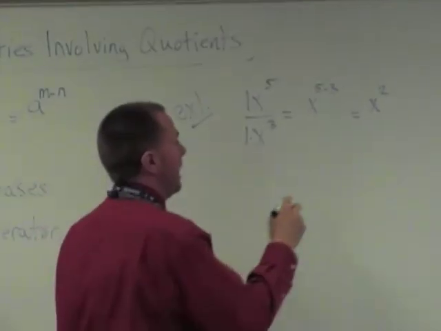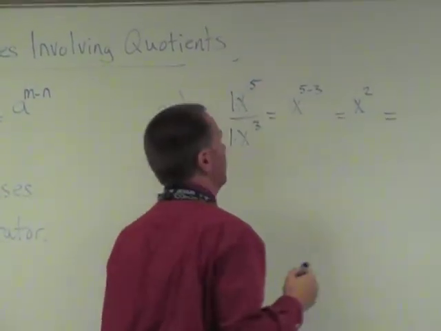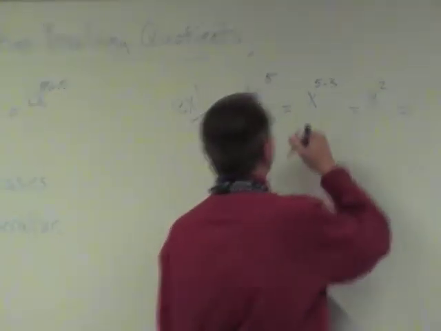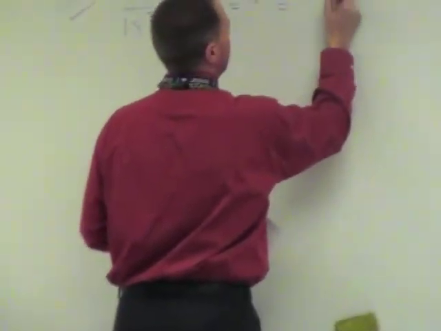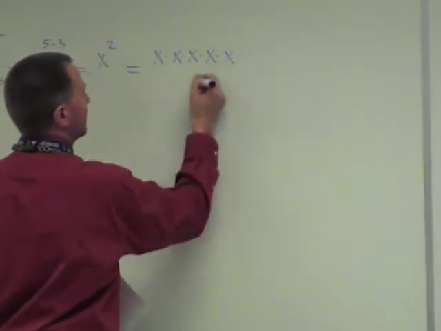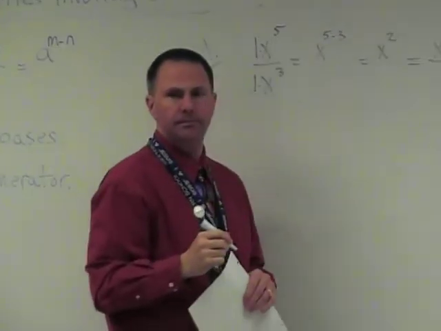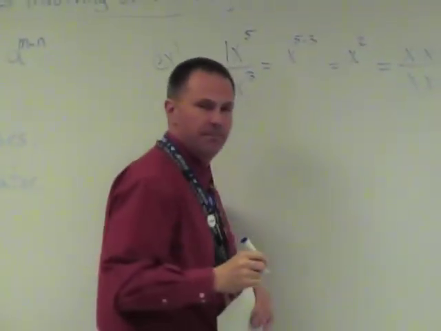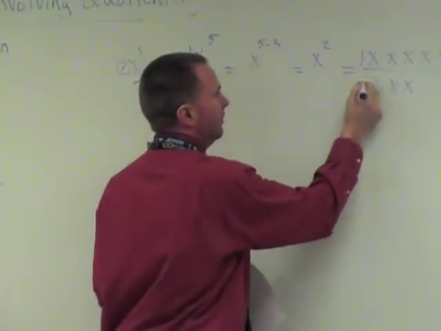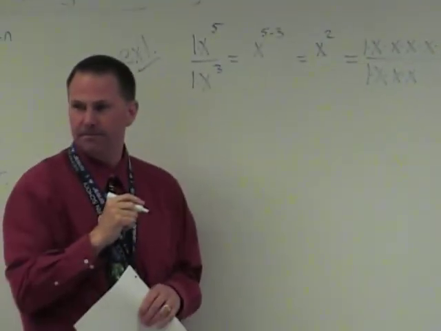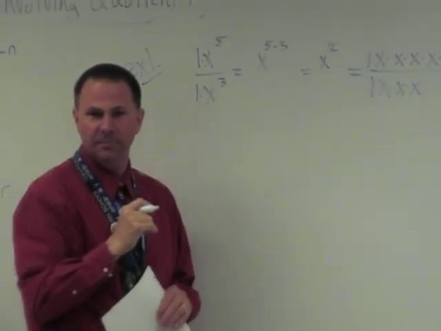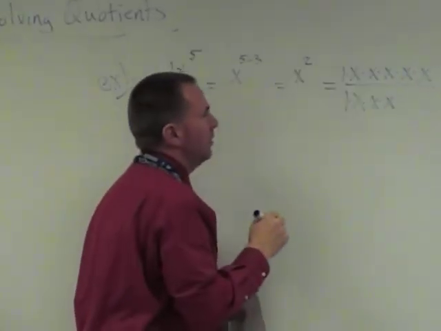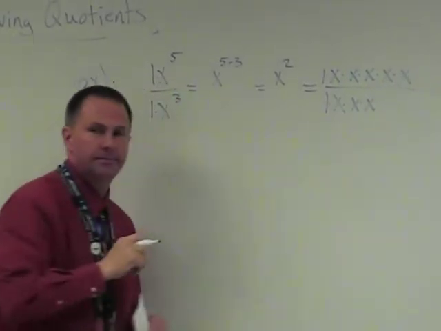Here's what is really happening, for those of you who would like to know how we know this. X to the 5th is x times x times x times x times x. Is that correct? And x cubed is x times x times x, right? And there's a 1 in front of everything. Have I lost anybody? Hold on a second while I write this down.